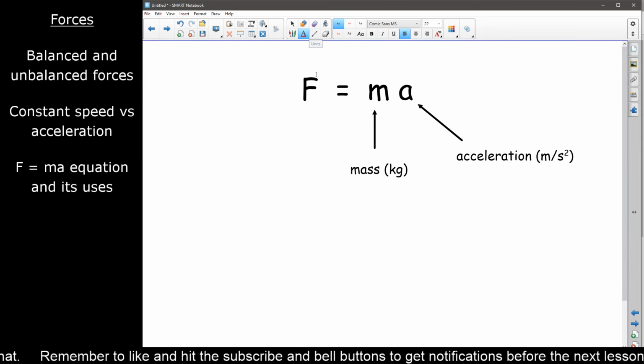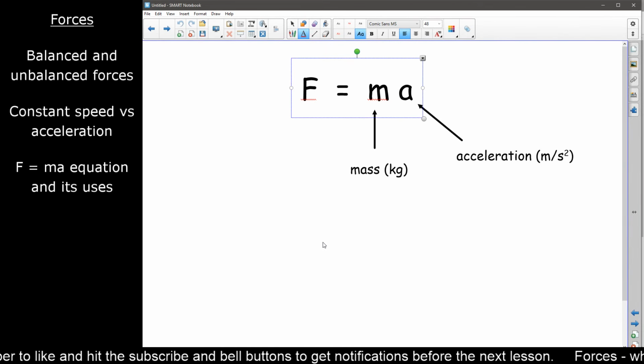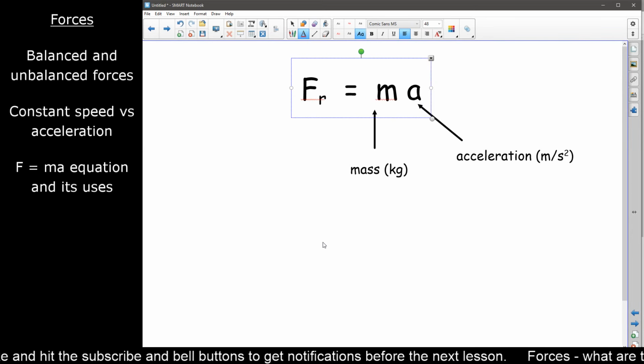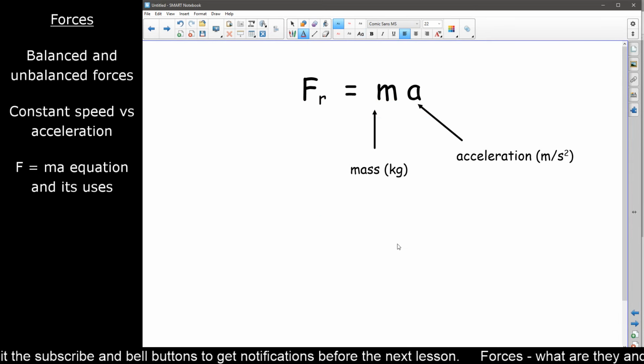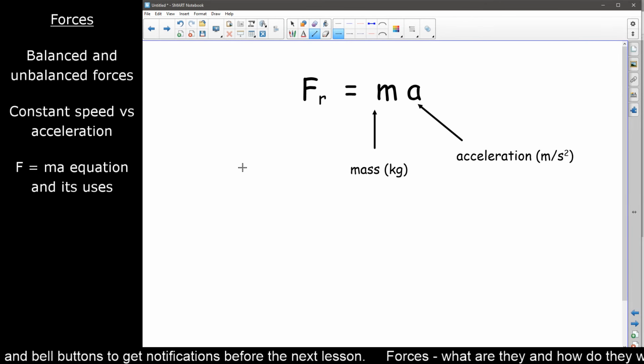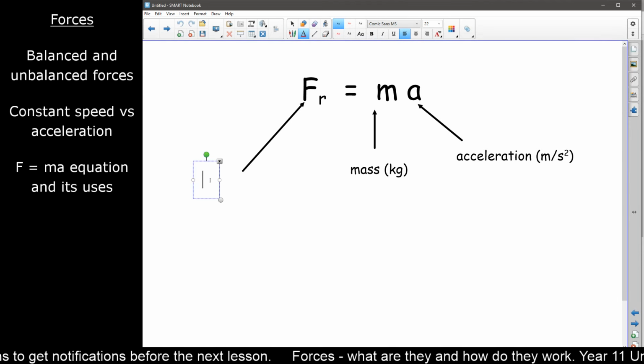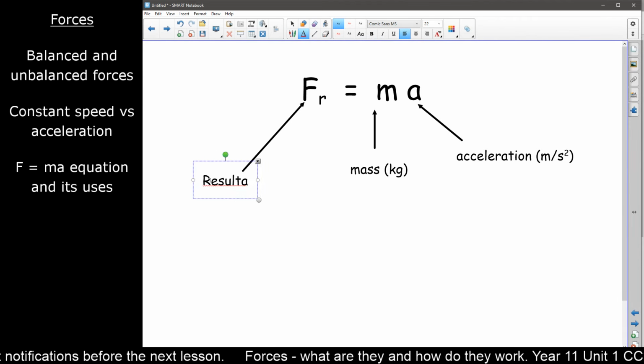Which leaves us with F. Now, I don't like writing this equation as F equals ma. I prefer to write this as F subscript R equals ma, at least in the initial phases of getting this learned into your head, because F subscript R stands for resultant force.